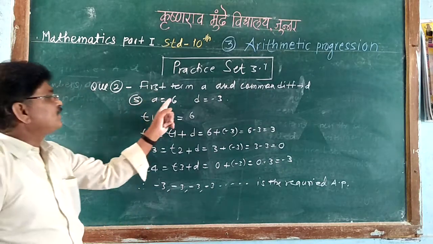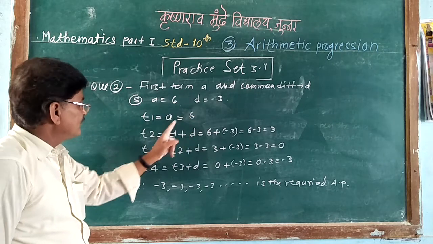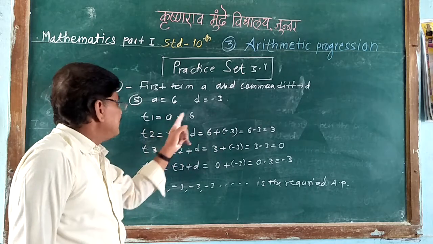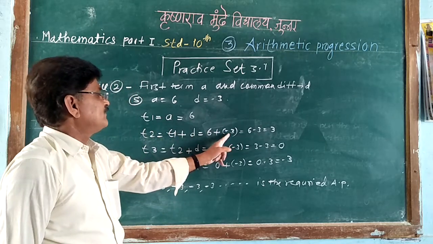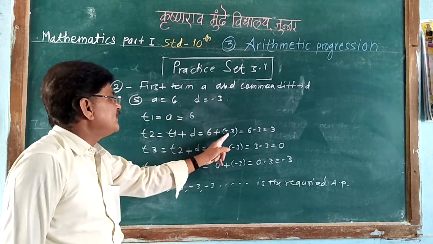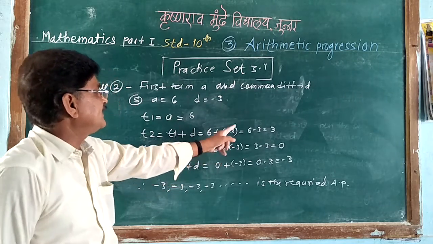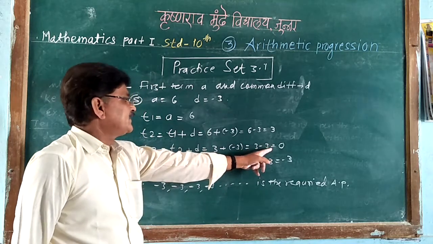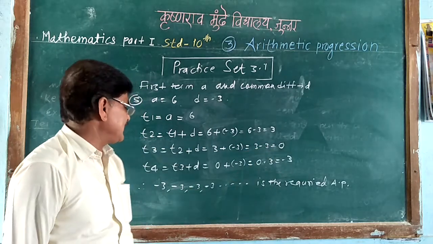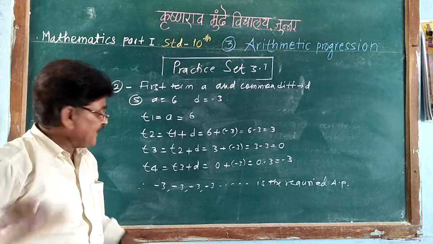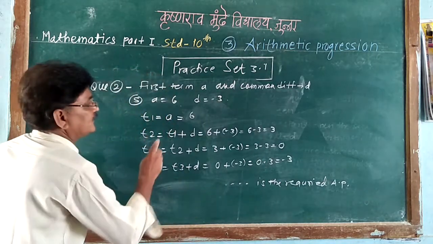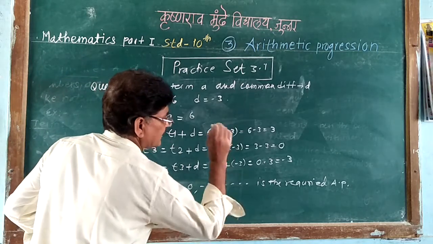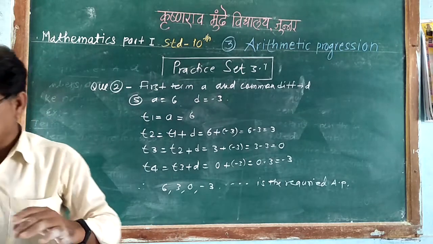In this example, first term is given 6 and value of D is minus 3. T1 is written here 6, plus sign and value of D is minus 3. Solve the bracket, we get 6 minus 3, that is 3. Such type, third term is 0 and fourth term is minus 3. Therefore, we write here 6, 3, 0, minus 3 is the required AP.